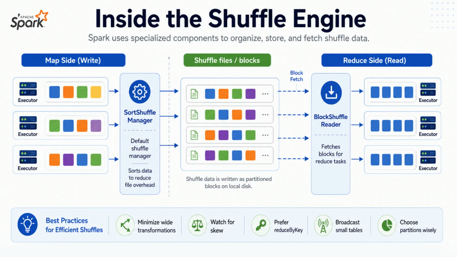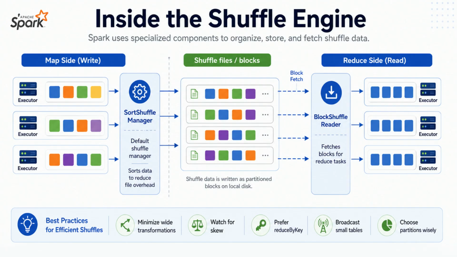On the reduce side, Spark uses a shuffle reader to fetch the blocks needed by each reduce task. This component is responsible for retrieving the correct shuffle blocks from different executors and bringing them to the reduce task. The block shuffle reader plays a key role in this process, ensuring that the right data is available at the right time. Once the data is retrieved, Spark can merge the data and continue processing. This merging step is important for combining results from different partitions and preparing the final output.